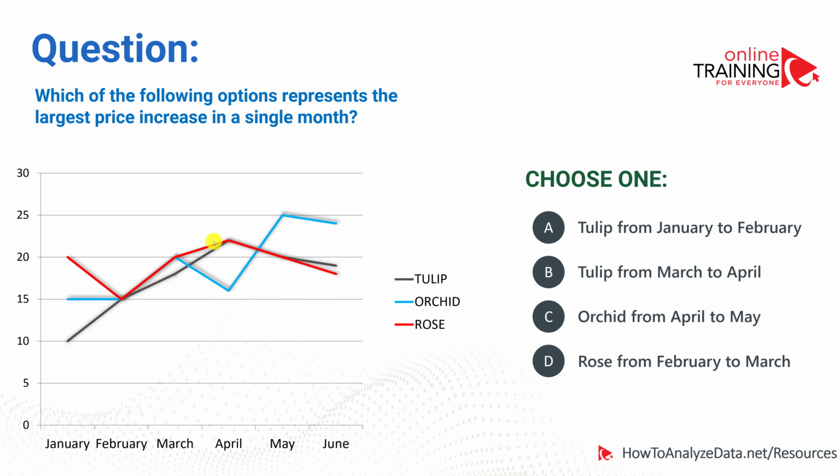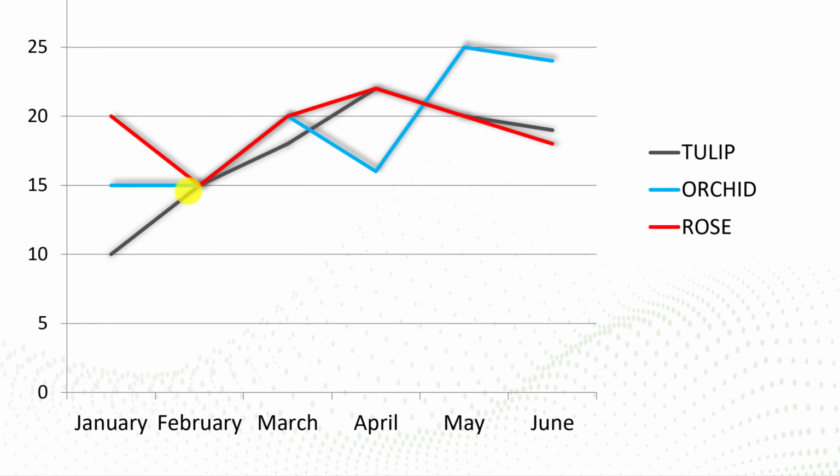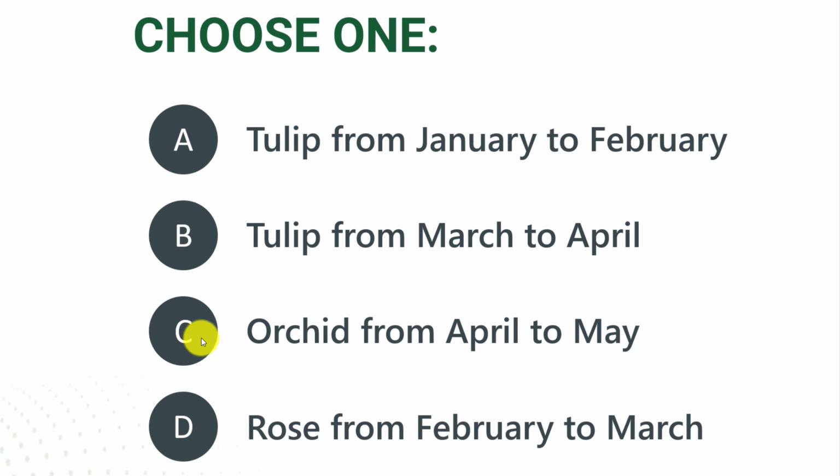To answer this question correctly, you need to look at the segments of this graph. A segment that goes from month to month represents either a price increase or a price decrease. The largest segment, representing one single month's largest price increase, would be on the blue line from April to May. The blue line represents orchids. And let's go to the choices. So the right answer here is choice C, orchids from April to May.